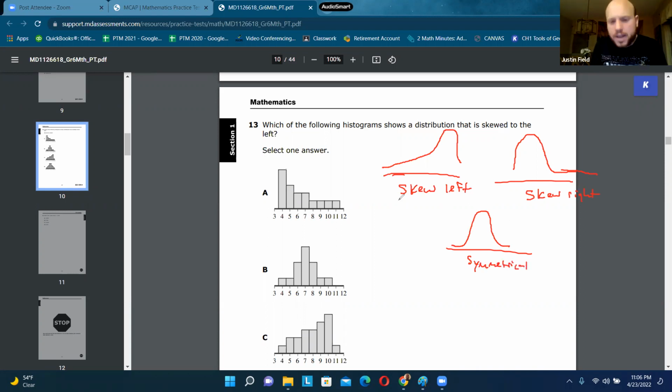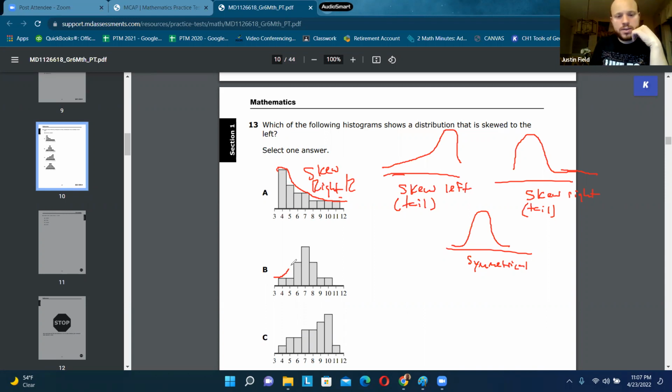So I think of skew as a tail. You could be confused, like, wait, what's on the left? So just think, if you see skew, think tail. Where's the tail? Tail's on the left, skew left. So where's the tail for this guy? If we draw a little smooth curve over the top, the tail's on the right side. This is skew right.